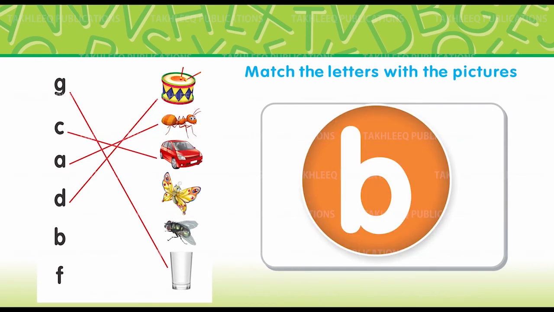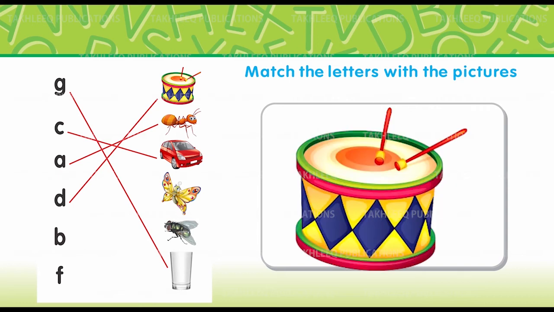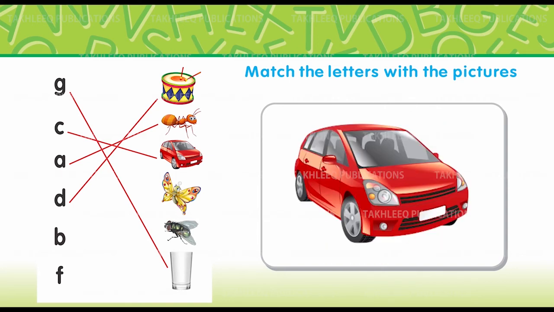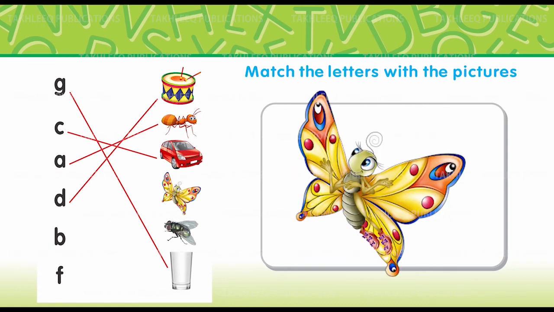B stands for butterfly. Now we search the picture of a butterfly. Drum, ant, car, butterfly. Yes, this is the picture of a butterfly. So we match B with the picture of a butterfly.